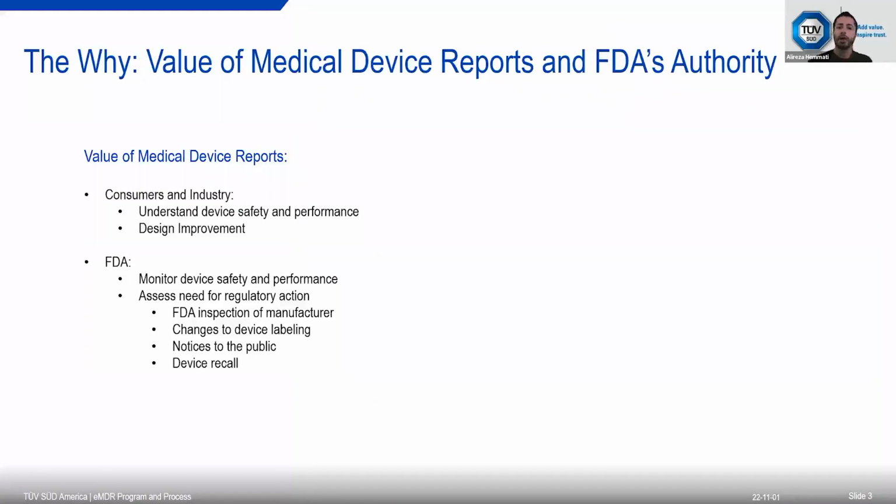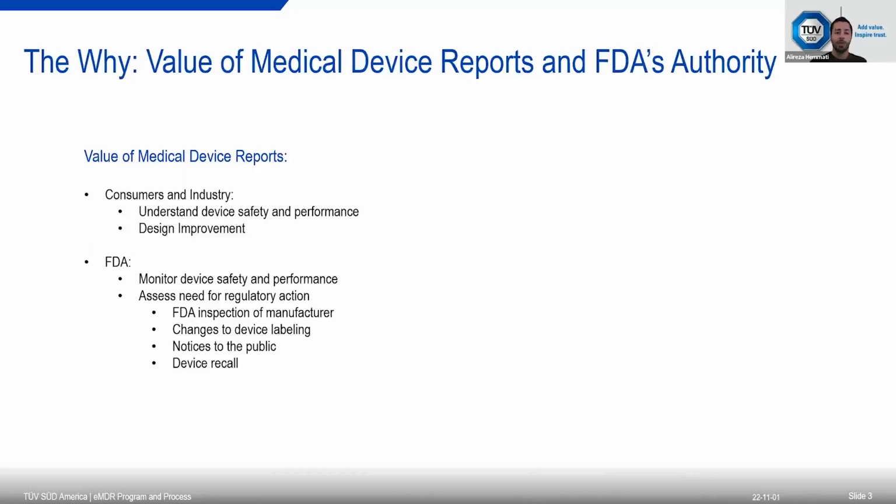All right, before we begin, it's important to highlight the value of medical device reports. Information on medical device adverse events benefits everyone, including consumers and industry. Consumers can be empowered to make educated decisions about their healthcare, and industry may use this information to improve the design and safety of their products over time.